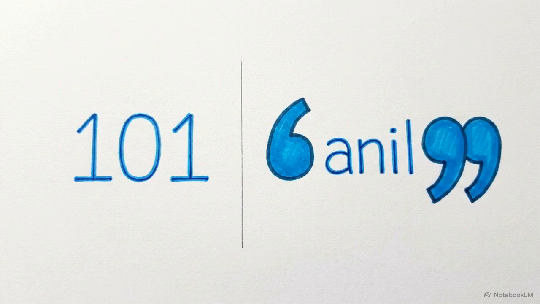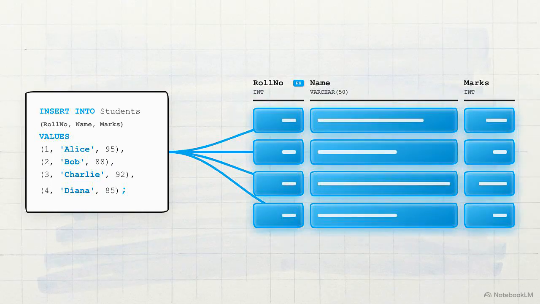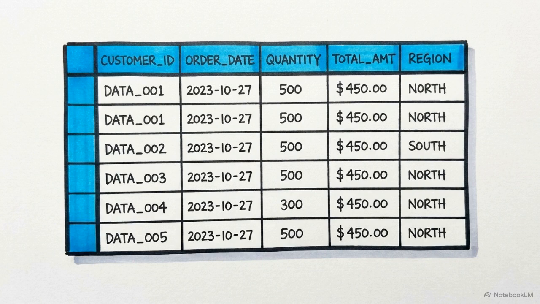Take note of the formatting. Numbers stand alone, but text data must be wrapped in quotation marks. Executing this command is the bridge between an empty framework and a usable asset. Now type select asterisk from student and run it. The asterisk retrieves every column and row, confirming all 6 records are correctly stored.